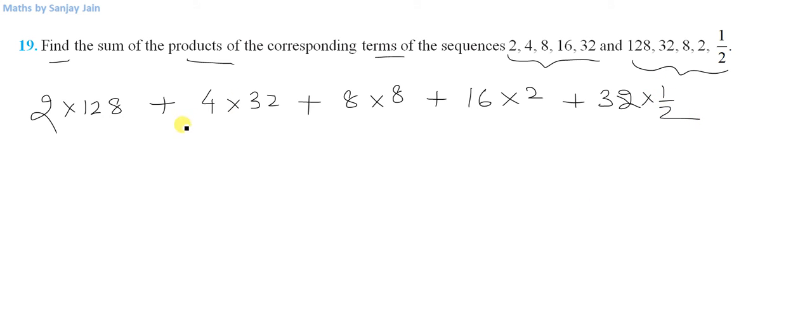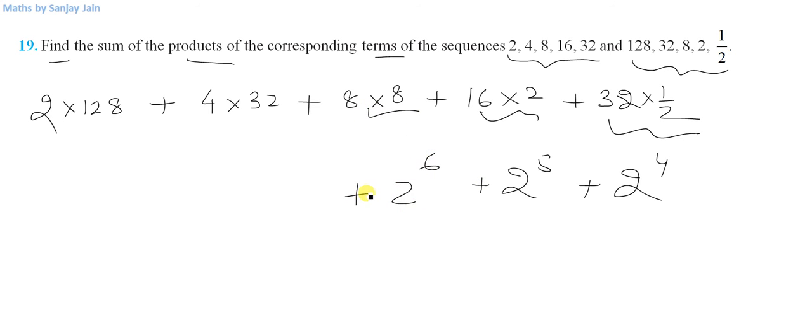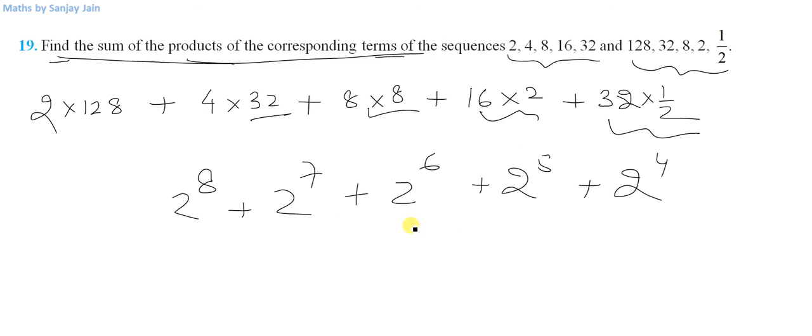It looks pretty simple because I know these are powers of 2, right? So if I start from here, this is 16, right? So this is 2 raised to power 4. This is 32, 2 raised to power 5. This is 64, 2 raised to power 6. Similarly, this will be 2 raised to power 7 and this is 2 raised to power 8. So this was a simple question. Find the sum of product of corresponding terms. So this is the sum that we require.